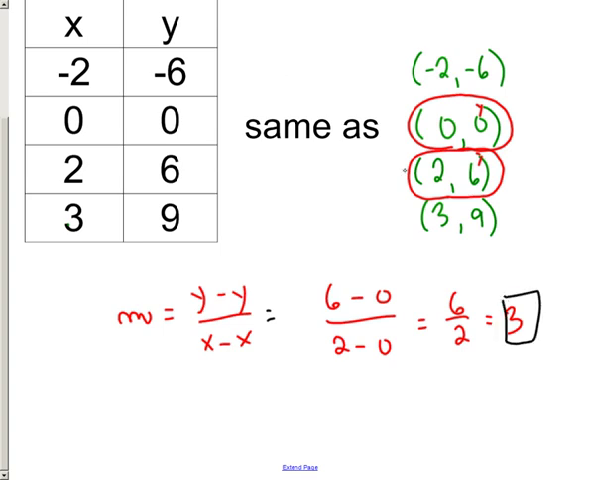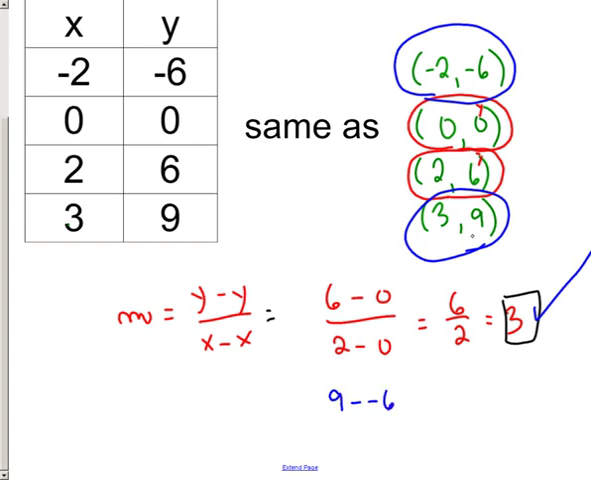Now I want to come back and I want to show you how you can use any of the 2 points, and you will get the same answer every single time. Let's use these two that I'm circling in blue. Let's see, 9 minus -6, because it's the y value minus the y value of the other point. And then since I started with the 9 for my y values, that means I have to go with the x-coordinate from where this 9 came from. So that means it's a 3 minus -2. Now watch how this just simplifies very easily down to 15 over 5, which simplifies down to 3.